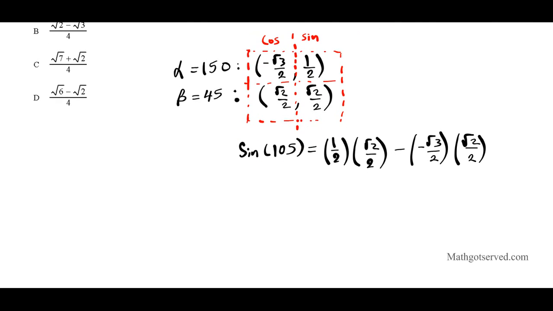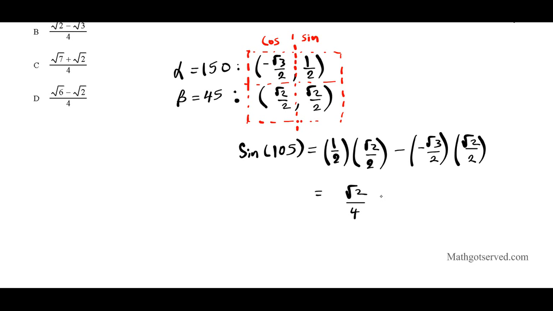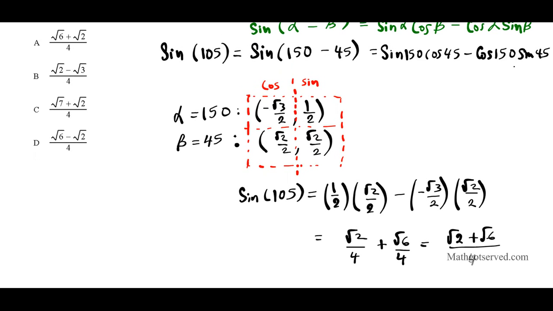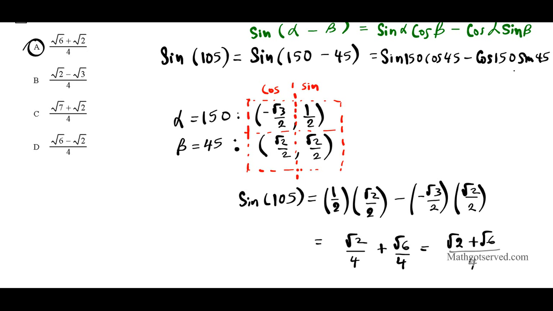Now let's go ahead and simplify. So we're going to have root 2 over 4 minus times minus is plus root 6 over 4. And as a combined fraction, we can write this as root 2 plus root 6, the whole thing divided by 4. All right, so our correct answer for question number 4 is A. All right, let's move along to the next question.